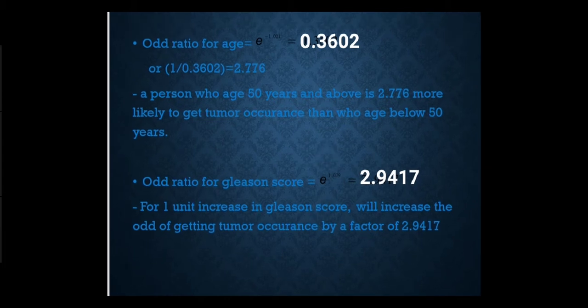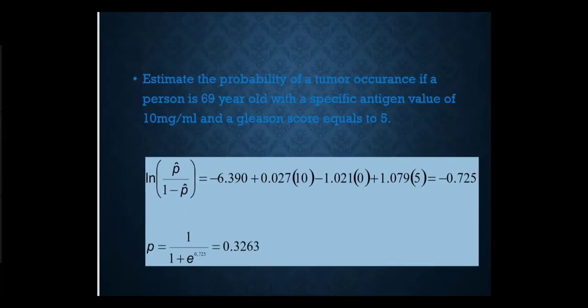Okay, the next one, we also can find the probability of the tumor occurrence. Kenapa kita nak boleh cari probability of a tumor occurrence? Sebab 1 for Y kita adalah yes. Okay, so let's say kita nak estimate the probability of the tumor occurrence if a person is 69 years old with a specific antigen value SAV is 10 milligram per milliliter and a Gleason score is 5.